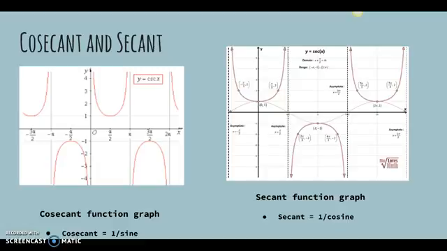And it's also important that if you graph either of these functions with their counterparts, so if you have secant and you graph cosine, the two graphs should intertwine, so the minimum and the maximum of the secant graphs should connect to the minimum and the maximum of the cosine graphs, and so forth with the cosecant.